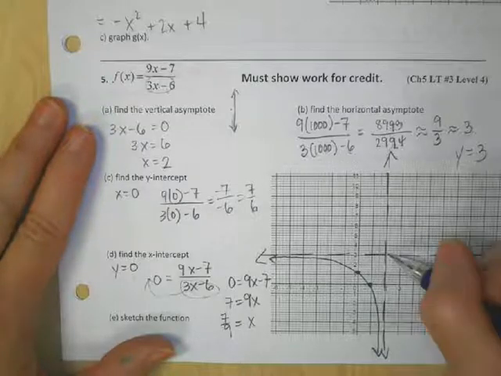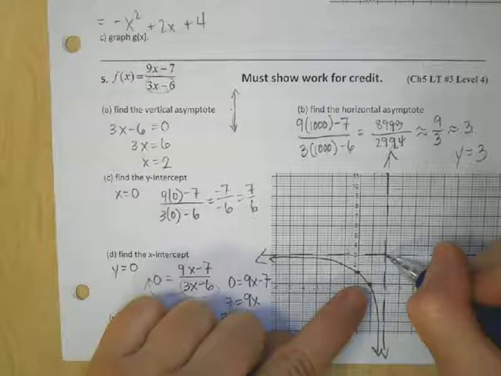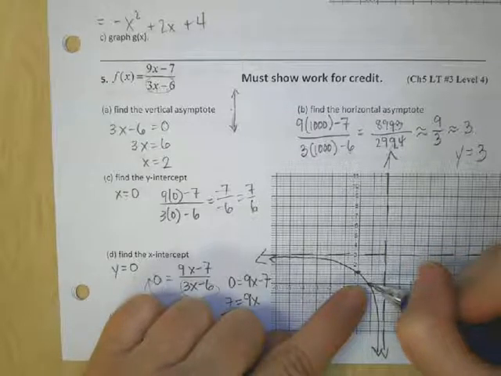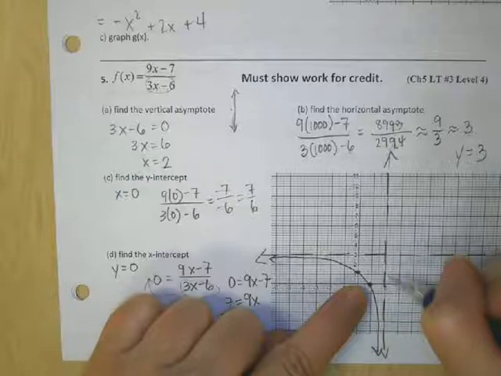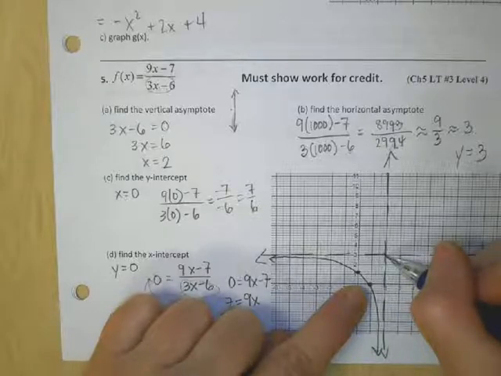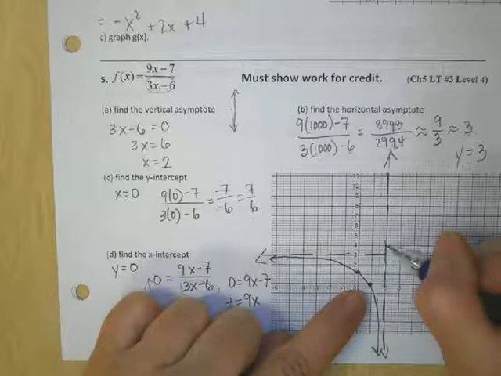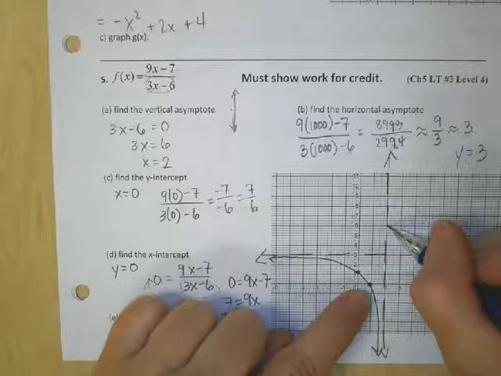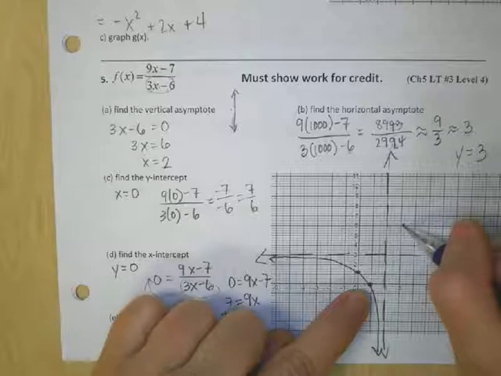So starting here, I'm going to figure out how I can get to this point. I can get to this point by going down 3 and over 1 and a little bit more. So I'm going to do the opposite of that. I went down 3, so I'm going to go up 3. And then it was to the left 1 and a little more, so I'm going to go to the right 1 and a little more. So this is that one's mirror image.